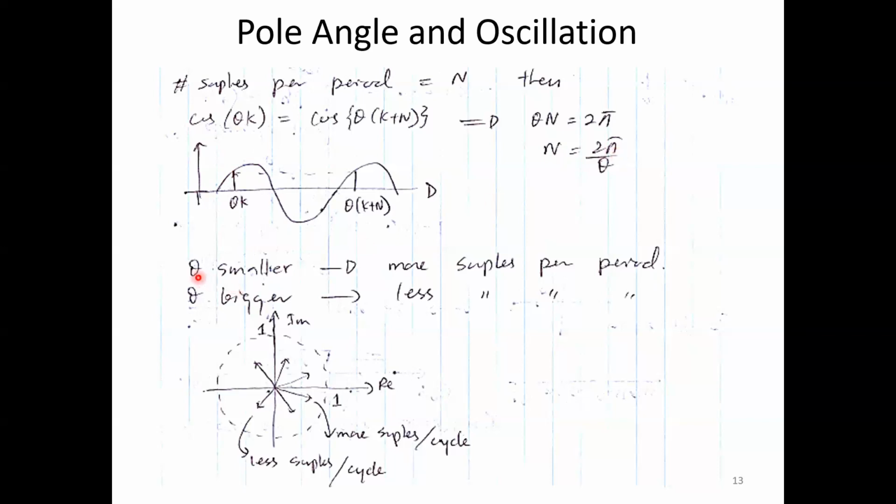So if theta is small, then you have many more samples per period. And if theta is big, fewer samples per period. Now, you know certain things about discrete systems. And you have probably heard about the sampling theorem in your previous degree programs.